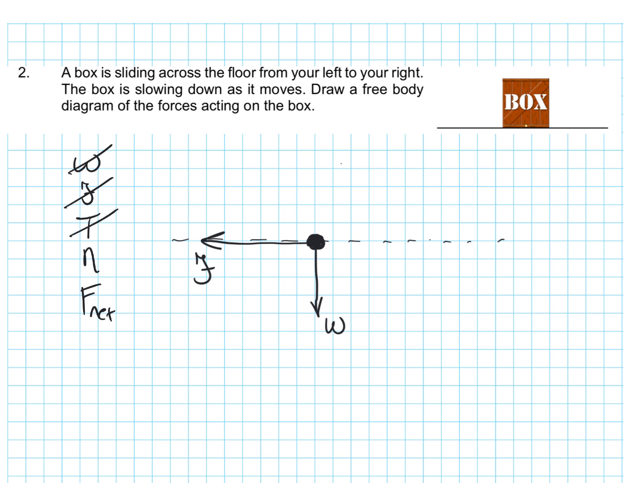Normal force. Normal means 90 degrees or perpendicular to. So this is the force that's perpendicular to the surface. And the normal force is the reaction force. It keeps the box from sinking down on the surface. So it's going to be pointing up. So here's my normal force pointing up.